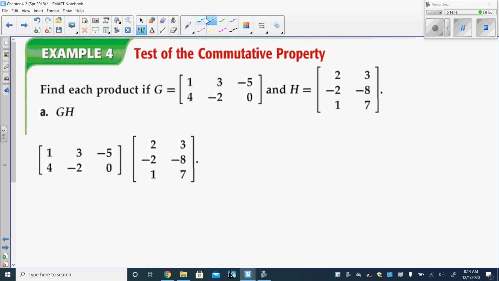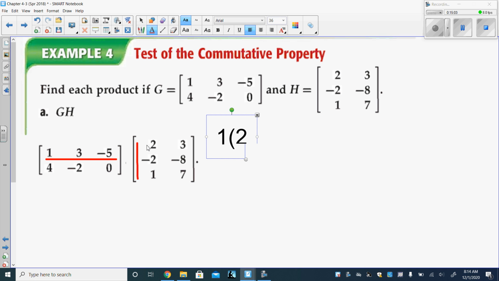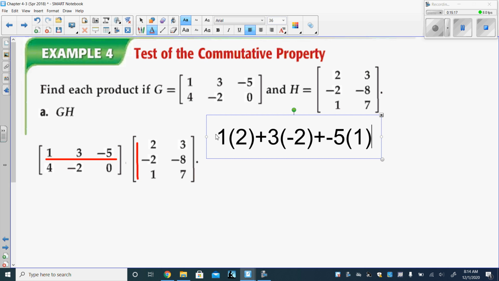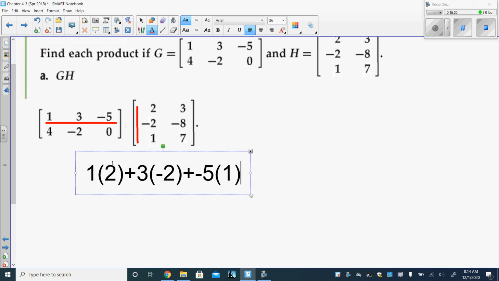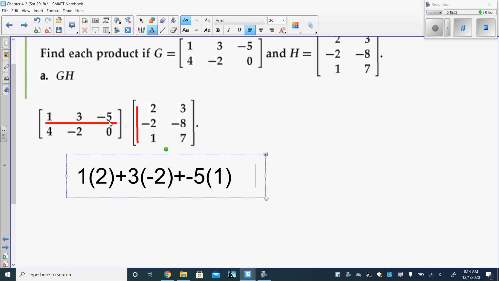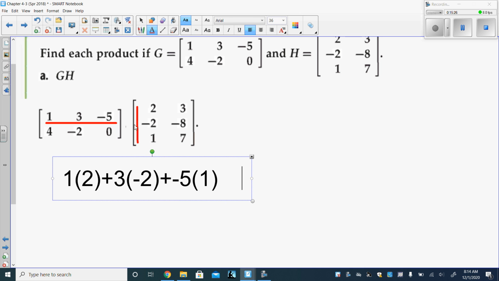Now when we multiply, again, it's going to be the exact same as what we did before. We're going to go over and down to get our first element. It's going to be a little bit bigger than last time because we do have a few more numbers, but we're going to still do the same thing. So it's going to be 1 times 2 plus, our next number would be 3 and negative 2, so 3 times negative 2 plus negative 5 times 1. And that's our first element, over and down. And we multiply and add.